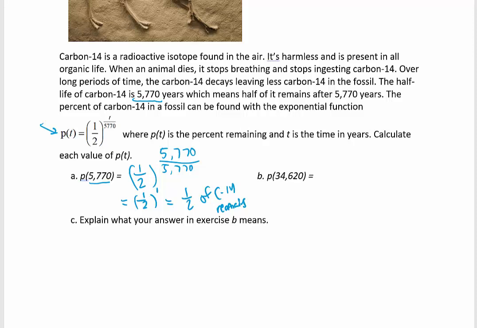All right. Let's do the same thing now, except for a much longer period of time, 34,620 years. So if we calculate that, we'll have 1/2, and we'll take this power, 34,620 divided by 5,770. Well, first we got to do that division to see what kind of an exponent we're going to have here. So we'll take 34,670 divided by 5,770 equals approximately 6.0086, so we'll just say 6.